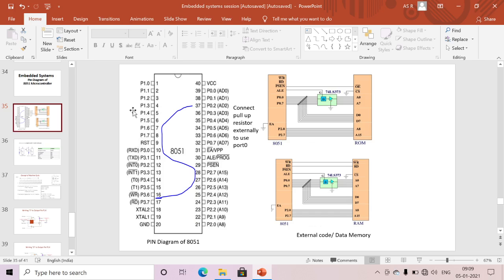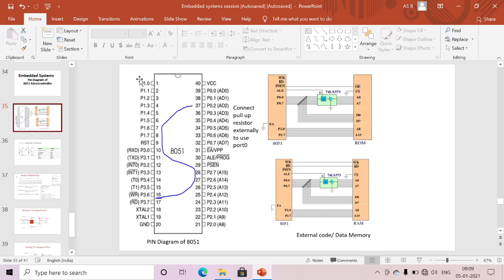Next, in between port 1 and port 3, we need to represent the reset. Finally, crystal 1 and crystal 2. If I want to connect an external crystal oscillator, I can use the 18th and 19th pins. Totally the remaining 8 pins: 2 plus 3, then 4, 5, 6, 7, 8. This is the way we need to represent our pin diagram. Next we'll discuss each and every pin's functionality.